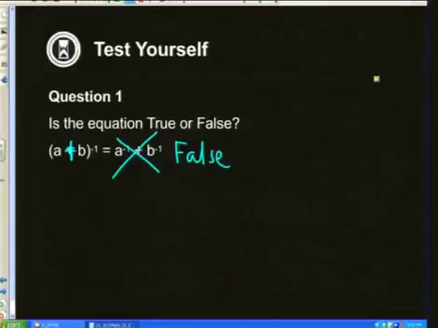It's false because when you have two terms, then both of the terms have to be written as the reciprocal of the base. So it actually means that you have to divide 1 by the sum of a and b.